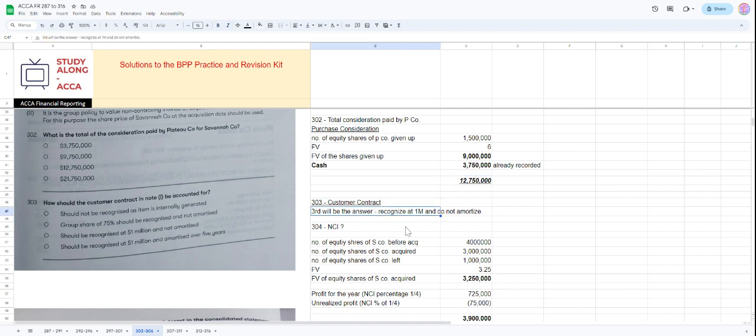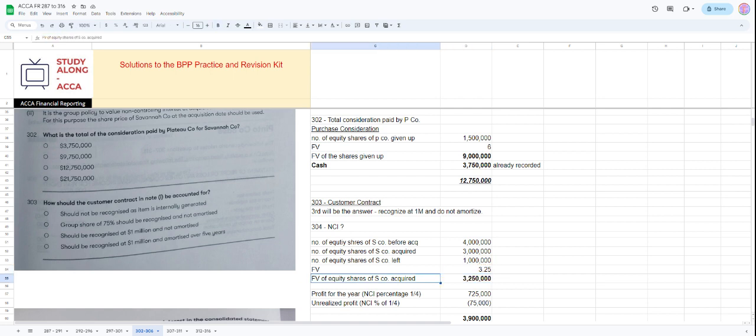Customer contract will be recognized at 1 million. It will be tested for impairment, but it will not be amortized as such. And the NCI is the number of shares of this company before acquisition. It was how much? It was 4 million, then 3 million was acquired, and 1 million is left. 3.25 is the fair value, and in the question it is given that the NCI is valued at fair value. So we'll multiply it by this.